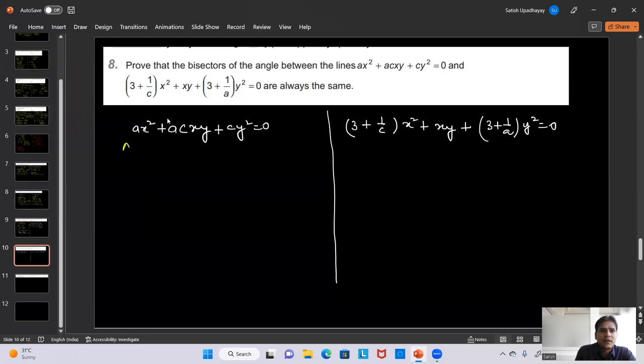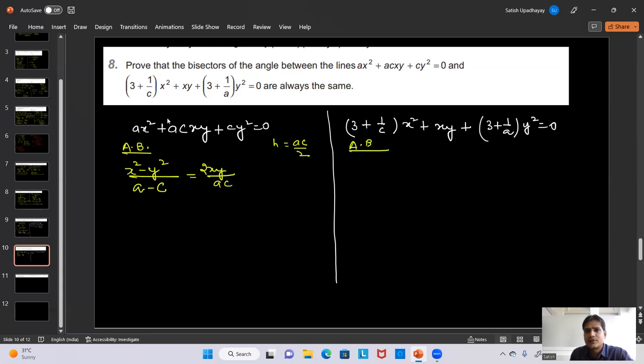So I am writing the angle bisector as this, AB. We will write the angle bisector of these lines. So it will be x square minus y square upon a minus c, because coefficient of x square is a, coefficient of y square is c. So that will be equal to xy upon h. What is h? 2h is ac. So h will be ac upon 2. So this will be the equation of angle bisector.